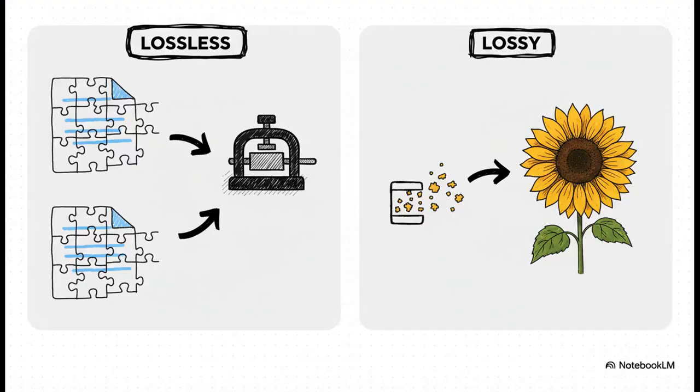Now, there are basically two ways we can pack our data. For things like text files or computer programs, where every single letter and number has to be perfect, we use what's called lossless compression. It just finds smarter ways to represent the data. But for things like images, audio, and video, we can use lossy compression. This is where things get really clever, because it makes files way smaller by throwing out tiny bits of information our eyes and ears probably wouldn't even notice.